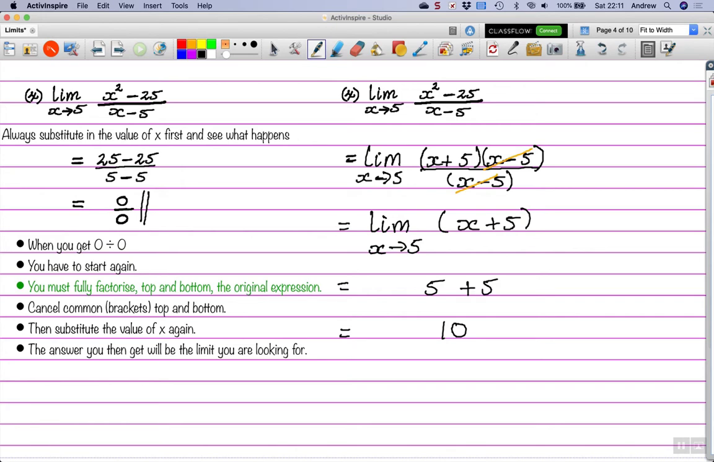Now you need to get into your heads what the concept of limit actually is. It's not saying it's equal to 10 when x equals 5. What it's saying is that as x approaches 5, this expression will approach 10. What happens when it gets to 5, we're not particularly interested in at this moment in time. All we're interested in is what appears to happen. So as x approaches 5, the expression x squared minus 25 over x minus 5 approaches 10.